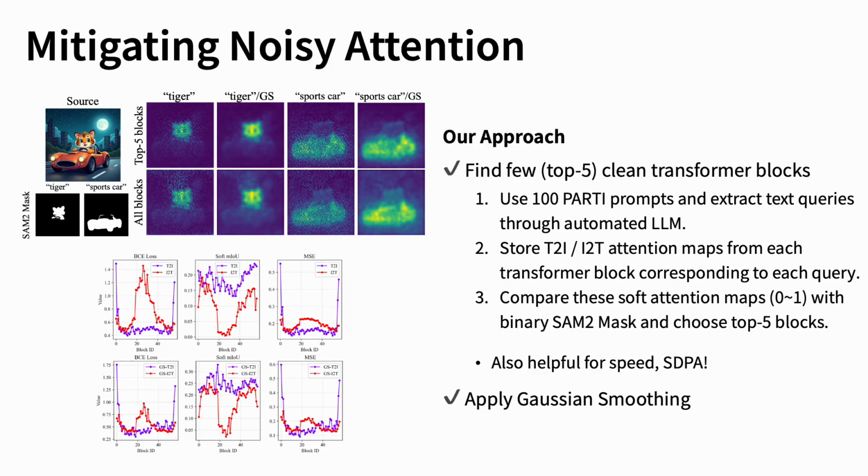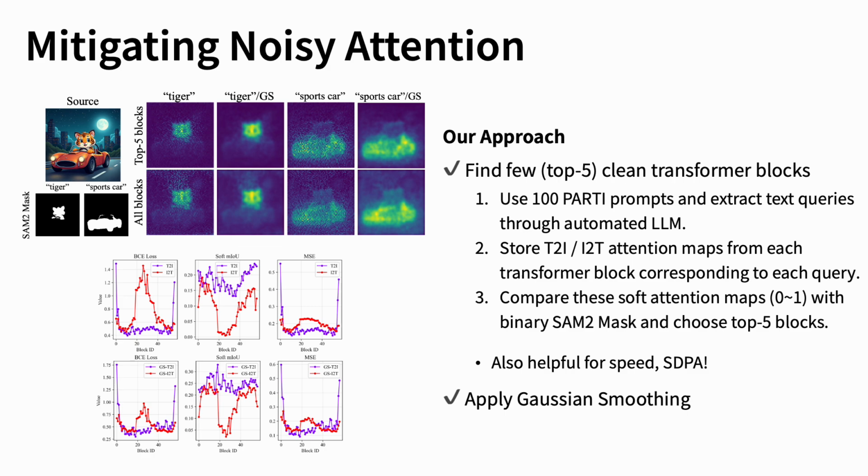We propose a two-part solution to obtain clean attention maps. First, we systematically identify the top 5 cleanest transformer blocks for each model by comparing their attention maps to ground truth masks from Grounded SAM2. We use BCE, soft mIoU, and MSE to measure each block's similarity to the GT mask. Note that the top 5 blocks are not prompt-specific, as they are selected based on diverse text queries from 100 prompts.